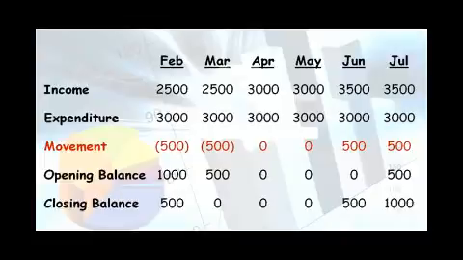The third line, movement, is income minus expenditure. So in this example, for February, 2,500 minus 3,000 equals negative 500. Here I've indicated it's a negative number by putting brackets around the 500.